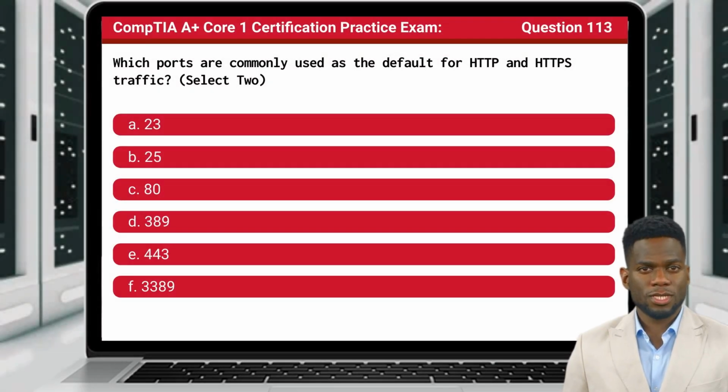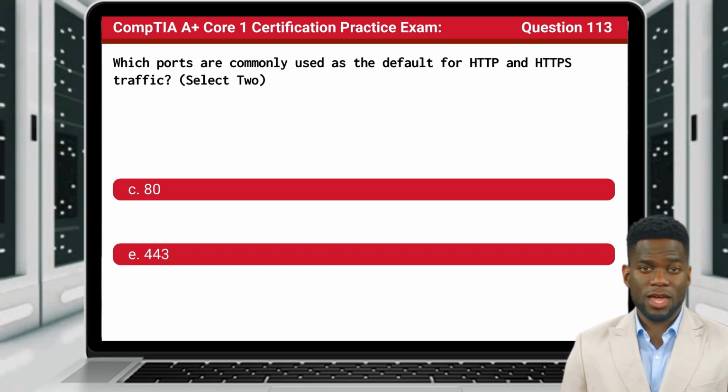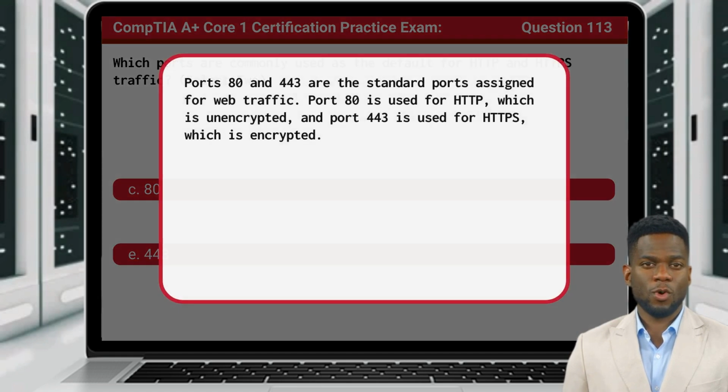Question 113. Which ports are commonly used as the default for HTTP and HTTPS traffic? Select 2. The answer is C and E, 80 and 443. Ports 80 and 443 are the standard ports assigned for web traffic. Port 80 is used for HTTP, which is unencrypted, and port 443 is used for HTTPS, which is encrypted.